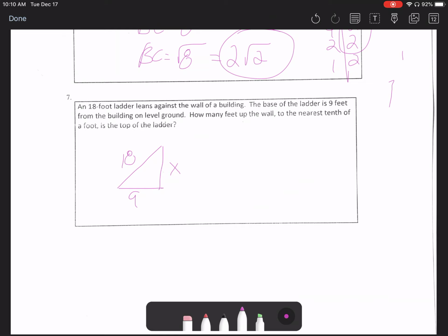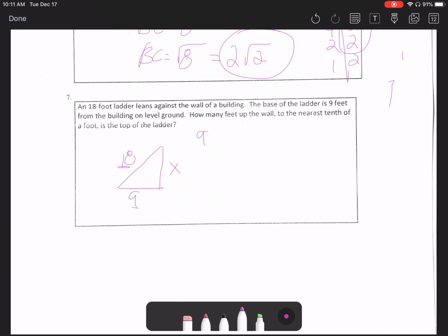Something that you might notice is that the side is half of the hypotenuse. Okay, so that could be that 30-60-90 relationship. Anytime a side is half of the hypotenuse, it's a 30-60-90. So the other side is going to be 9 radical 3. But let's go through this anyway, using Pythagorean theorem.